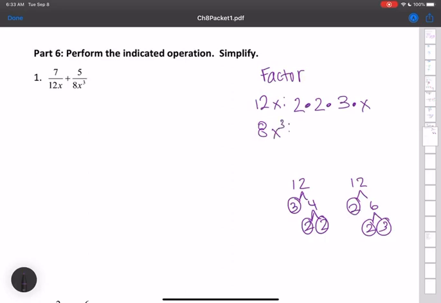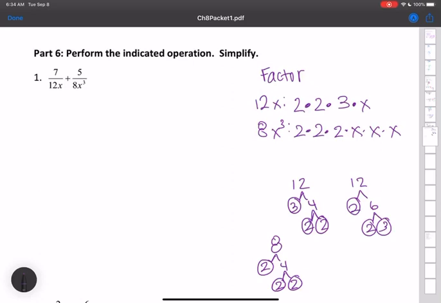And if you know already what the prime factors of 8 are, you can just write them down. If you need to jot off to the side a little factoring tree, that's totally fine. I'm going to go with 2 times 4. They can be broken down, the 4 to a 2 times 2. So the prime factors of 8x cubed are 2 times 2 times 2. And then x cubed is just x times x times x.